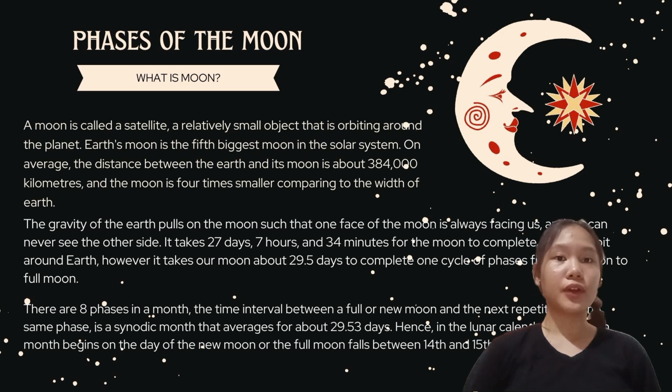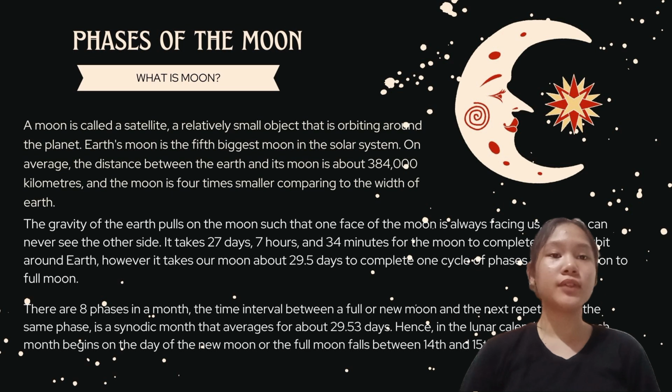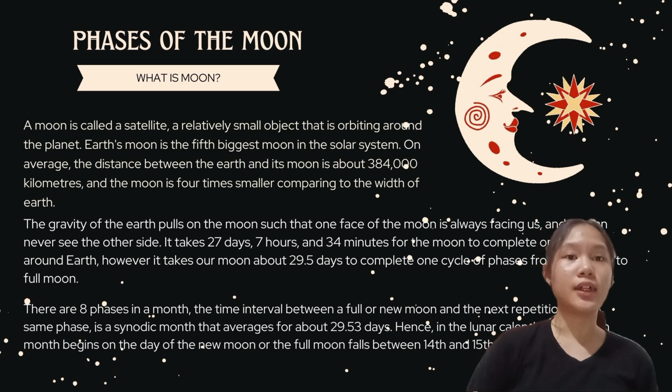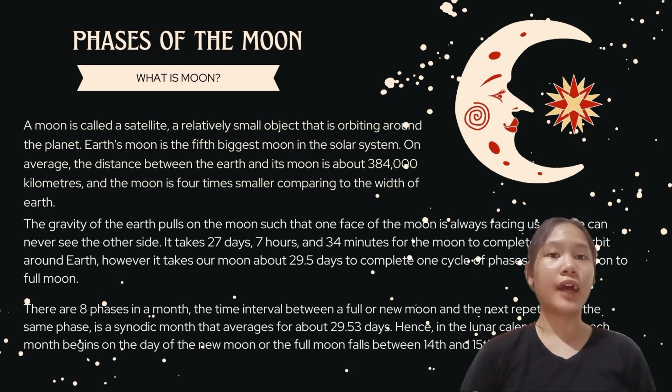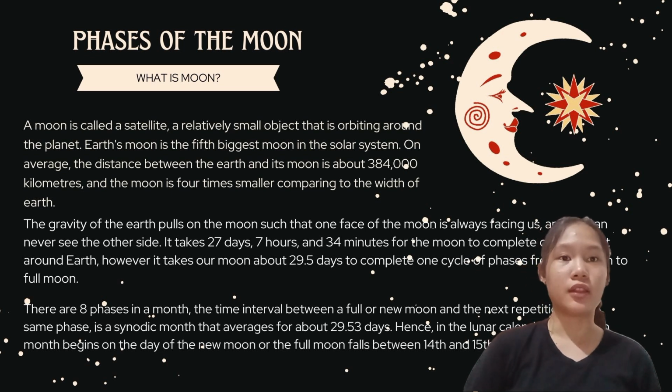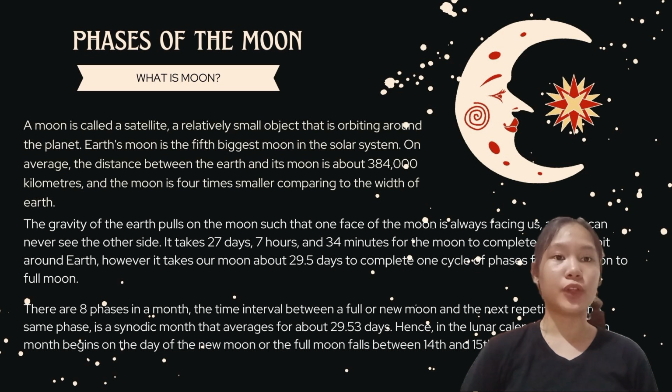The gravity of the Earth pulls on the moon such that one face of the moon is always facing us and we can never see the other side. Just like Earth, half of the moon is always lit by sunlight, and the other half is shadowed. As the moon orbits the Earth, we see a different face of the moon.